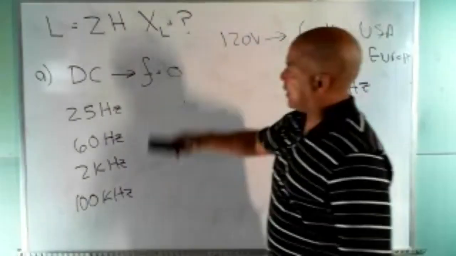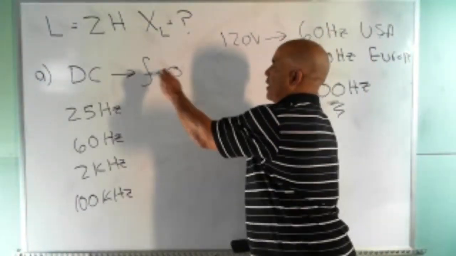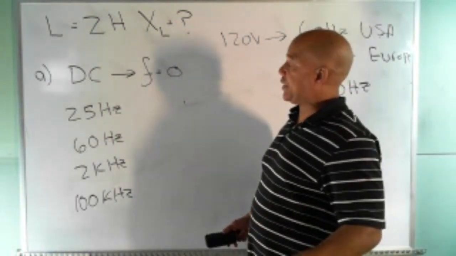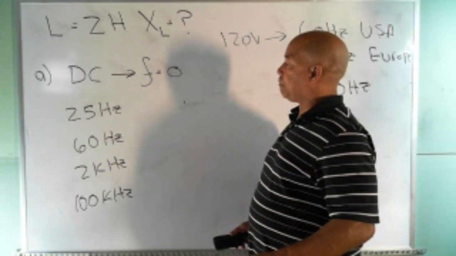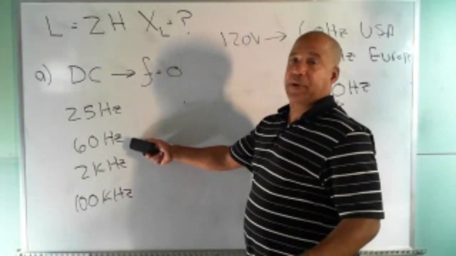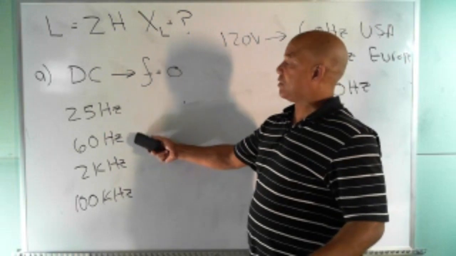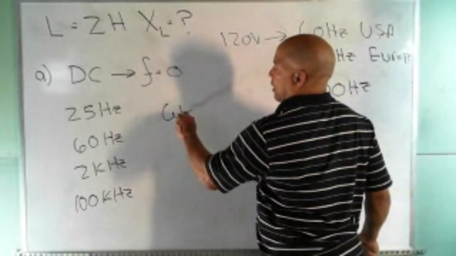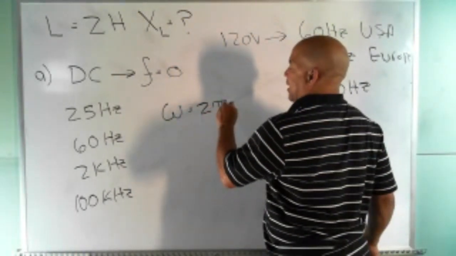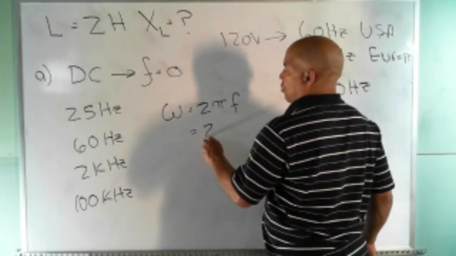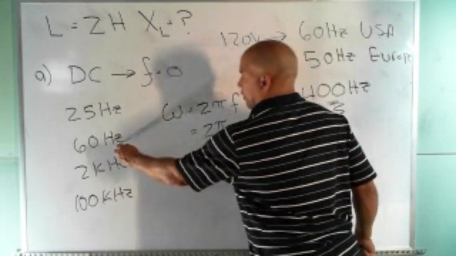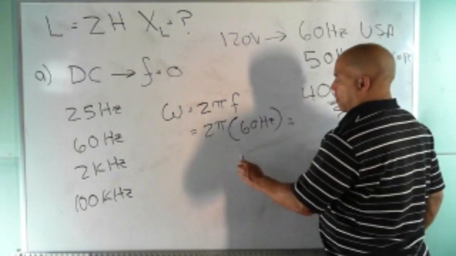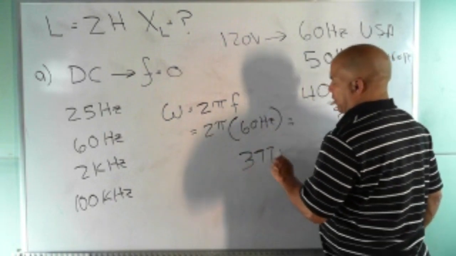So I don't think we got to do all of these. I think what I wanted to point out is this one, that DC has a frequency of 0. So given that, you just put a 0 into your calculation. This was important because this is the frequency we use in the United States. So 60 comes up a lot. If you think about it, remember omega? Omega equals 2 pi f. Well, if I put in this frequency, 60 hertz, then what you'll get for omega is 377 radians per second.